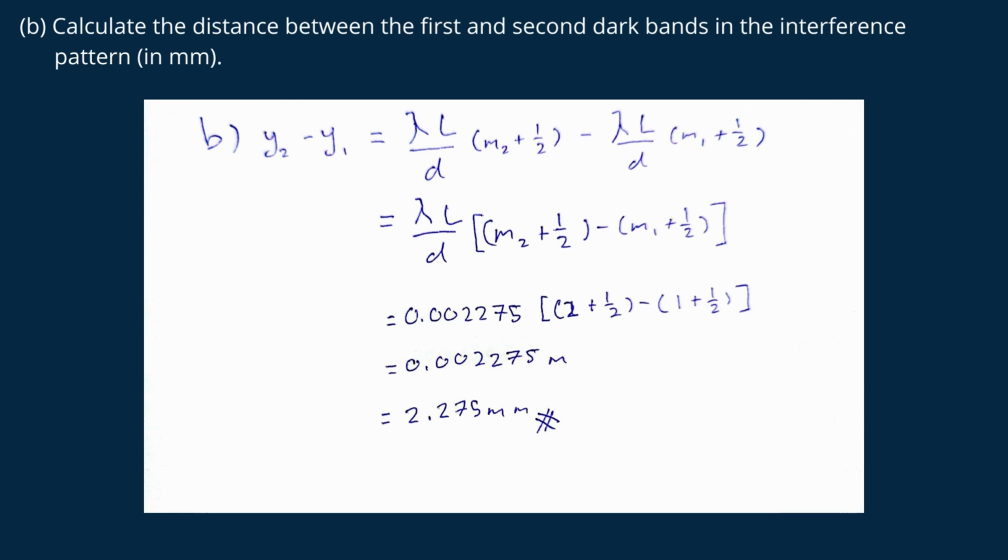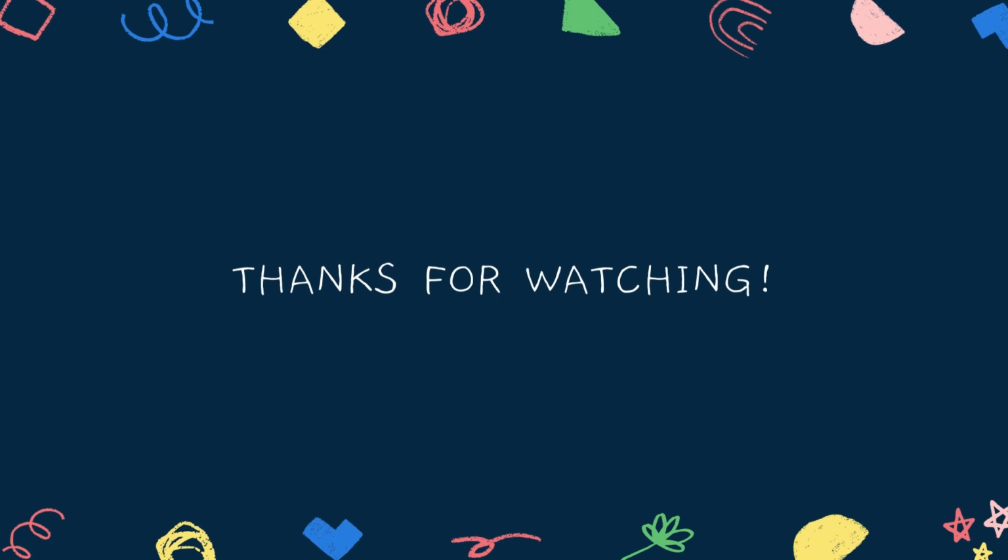This answer is expected because the width of the fringes are constant throughout the pattern, and in both cases, A and B, the distance is between side-by-side fringes. That concludes my explanation for the Young's double-slit experiment question.